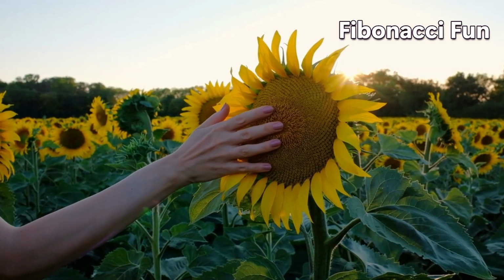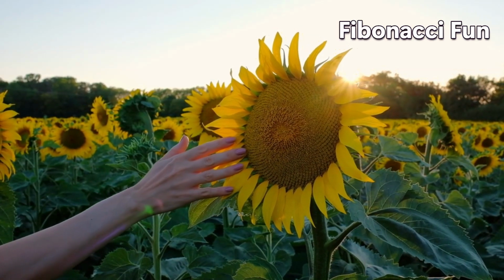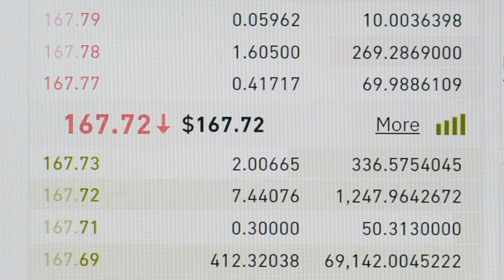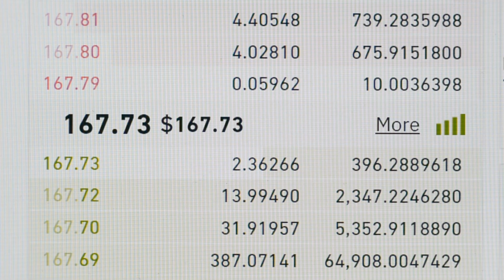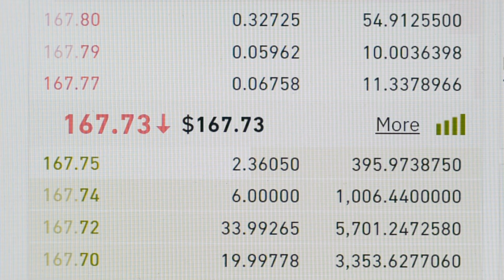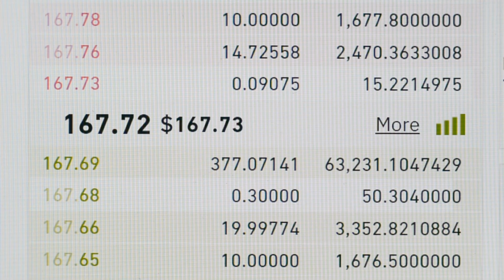The Fibonacci sequence is nature's favorite. Start with 0 and 1, then add the last two numbers. 0, 1, 1, 2, 3, 5. Look at a sunflower. It's Fibonacci.